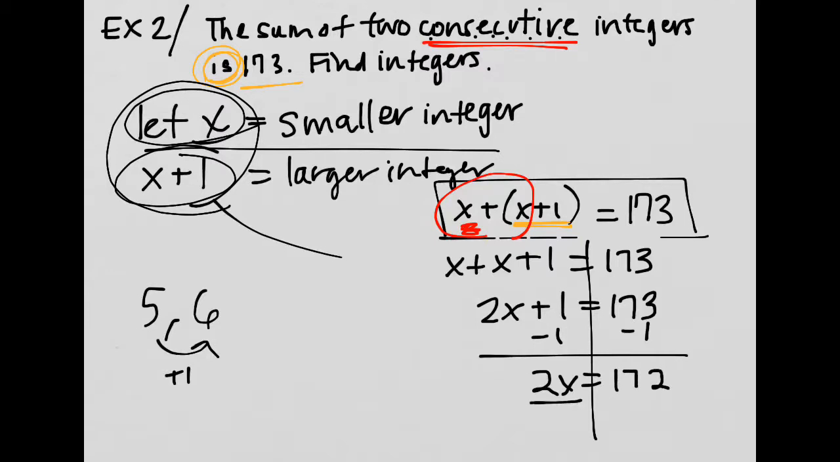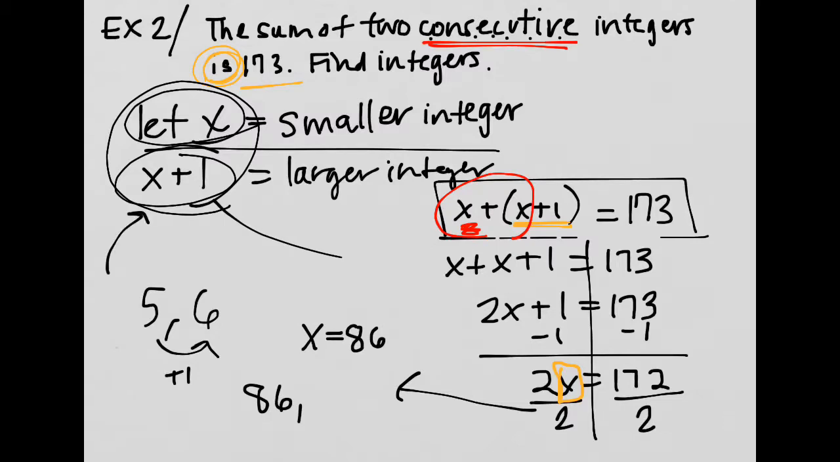Now I'm looking for my x. It's being multiplied right now, so I'm going to divide to undo it. So x is going to equal 86. That's my smaller integer. What does my next integer have to be? Well, if I know I have 1 is 86, you can come back here and add 1 to it, or you can just say, I know what comes next. So what are your 2 numbers? Your 2 numbers are 86 and 87.